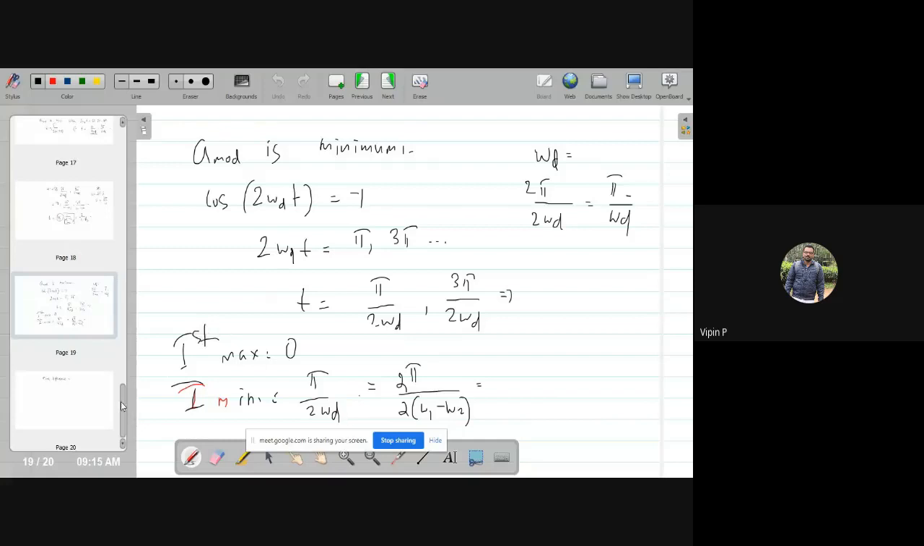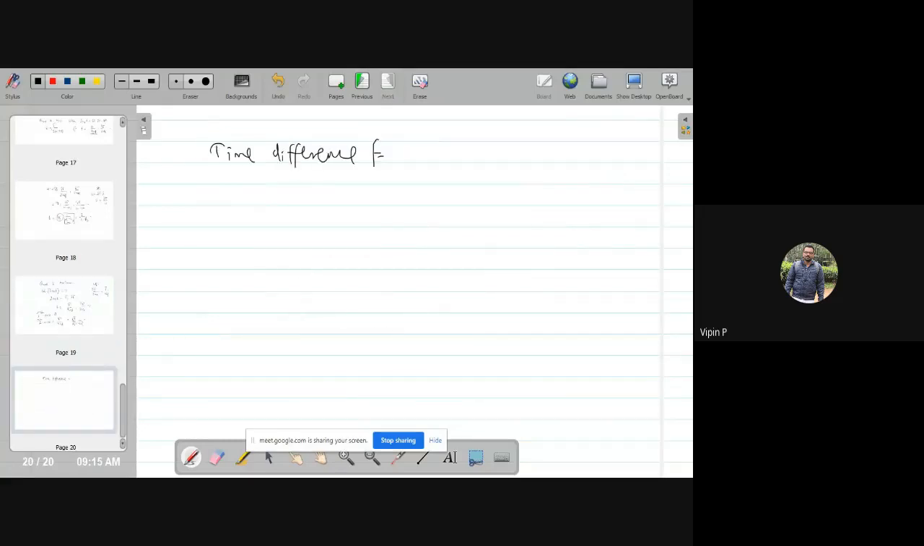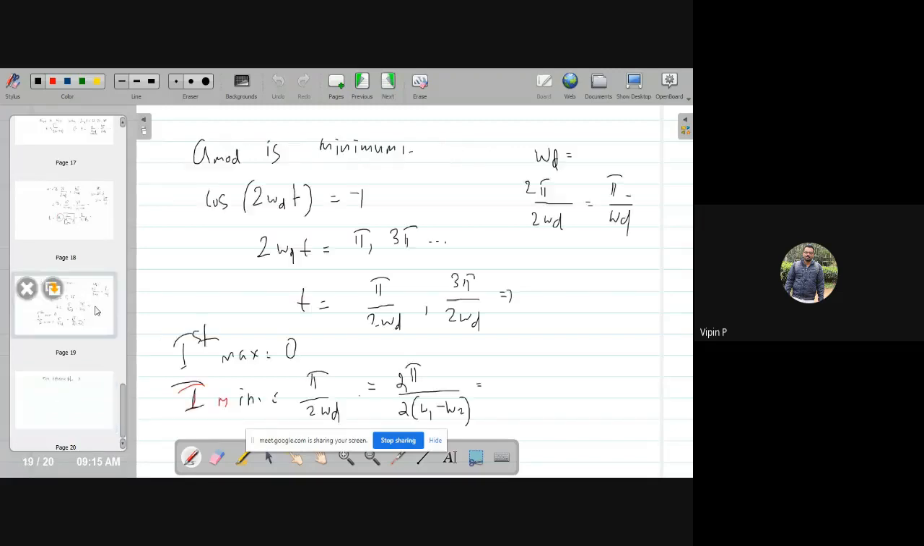I'm making a small mistake somewhere, but the time difference between, yeah, it's correct actually. It should be correct. So this should be 2 by nu1 minus nu2. Is it clear? Yeah, it's correct now. 2 by nu1 minus nu2. I think it's coming out like this.